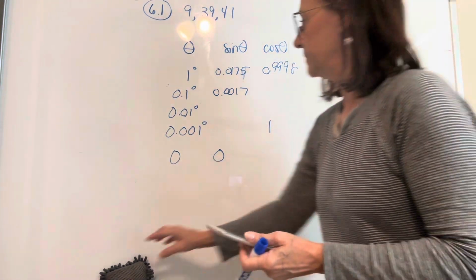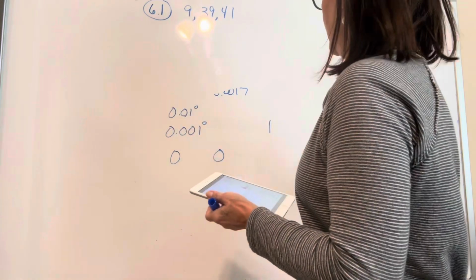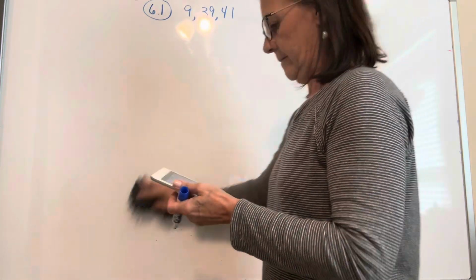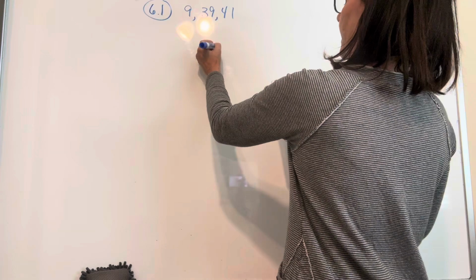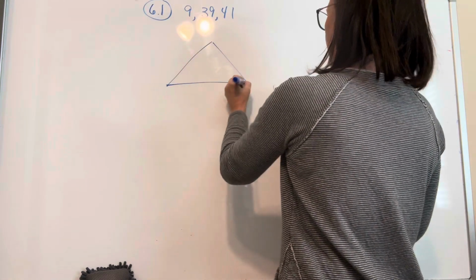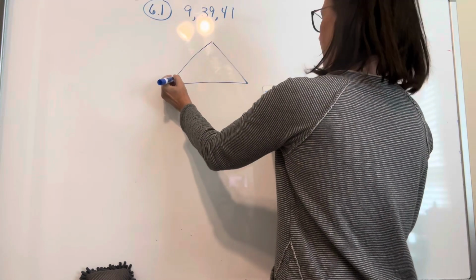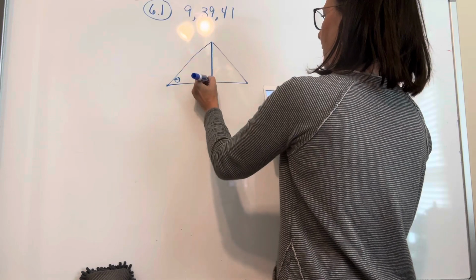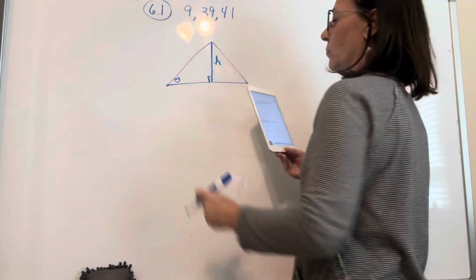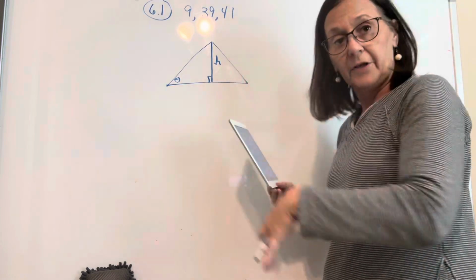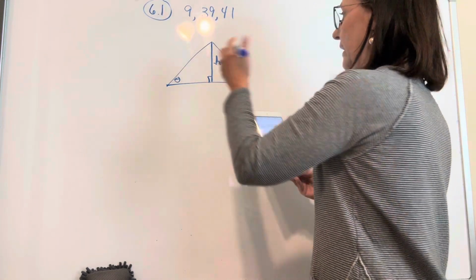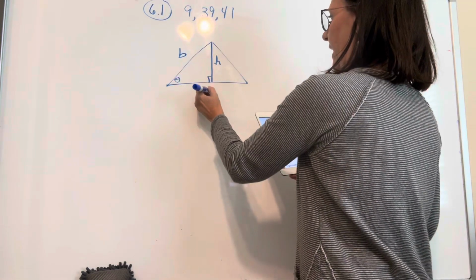41. 41 has a diagram. We have a big triangle. There's theta. We have the height, which is a perpendicular line from the vertex to the opposite side. That's B, and this distance is A.